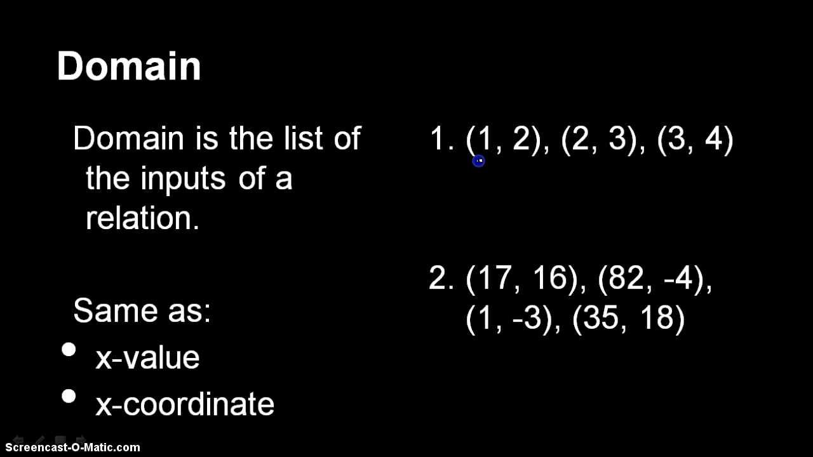So in this first example, 1, 2, and 3 are your domain. And if you were going to list those out, you'd list them like this.